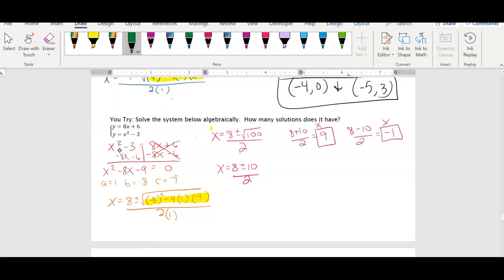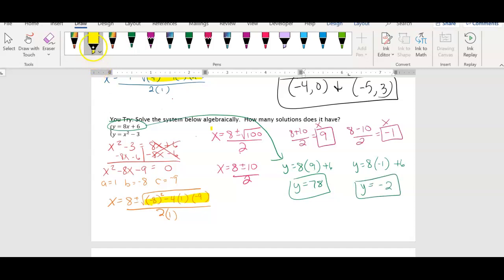I'm now going to take those two x values and plug them into the linear term that was on the top. So I'm going to write y equals 8, and instead of the x, put 9, plus 6. And then I'm going to do this again. 8 times the x value of negative 1 plus 6. So now I can do the math. 8 times 9 is 72. 72 plus 6 is 78. So that's one of my y values. And then 8 times negative 1 is negative 8. Negative 8 plus 6 is negative 2.